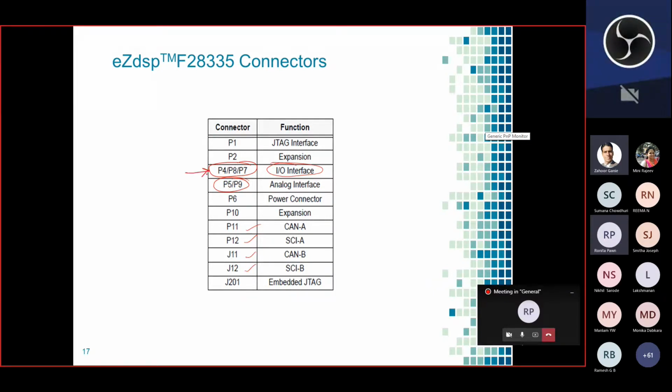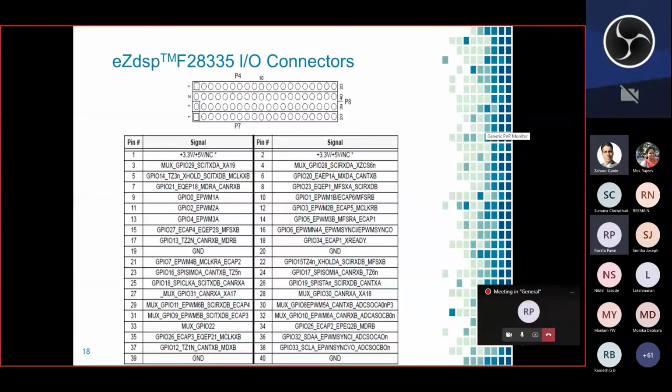Our point of interest is in this analog interface. This is the ADC pin directly. And our point of interest is in P4, P8 and P7. So let us see what is there in P4, P8 and P7. Here the numbering you can see from 1 to 20 pins for P7, and 1, 2, 3, 4 and so on up to 40 pins for P8, and 1, 2, 3 and so on up to 20 pins for P4. In this, the table is shown for P8 specifically.